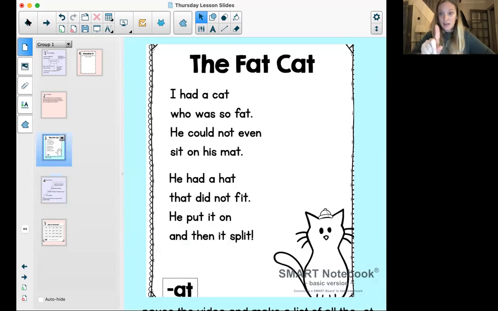Okay, remember, as I read, I want you to track the words with your finger. You're pointing to them. So right up at the title, The Fat Cat. I had a cat who was so fat. He could not even sit on his mat. He had a hat that did not fit. He put it on and then it split. So now that you've had a go at tracking it, it's your turn to go off and practice and perform that poem.